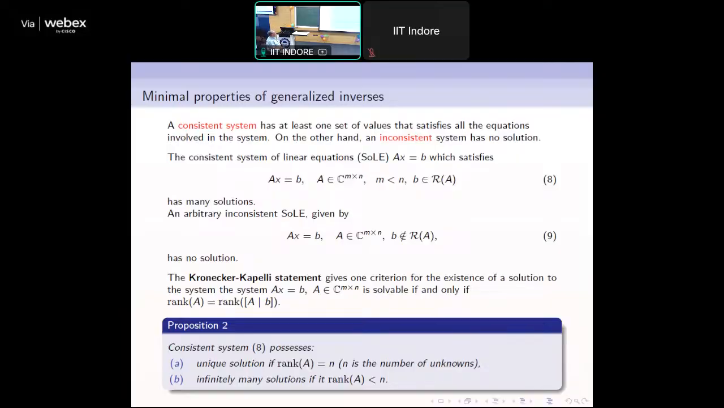Here is the situation when we want to solve a system of linear equations AX equals B, but B is not in the range of A. The condition is not satisfied, and we have no solution. We will say that such a system is inconsistent.